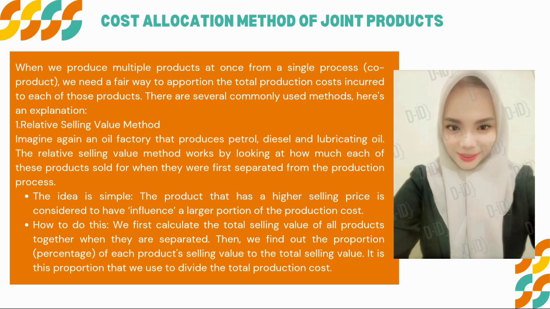The relative selling value method works by looking at how much each of these products sold for when they were first separated from the production process. The idea is simple. The product that has a higher selling price is considered to have influenced a larger portion of the production cost. How to do this? We first calculate the total selling value of all products together when they are separated. Then we find out the proportion percentage of each product's selling value to the total selling value. It is this proportion that we use to divide the total production cost.